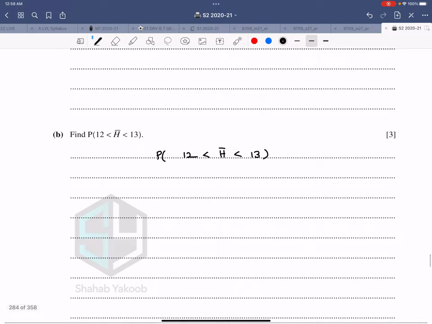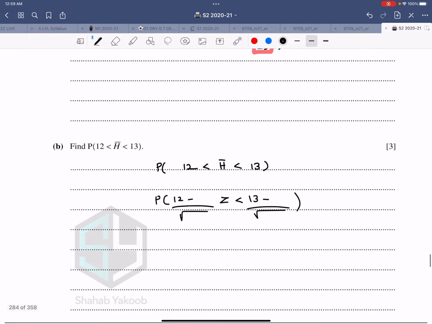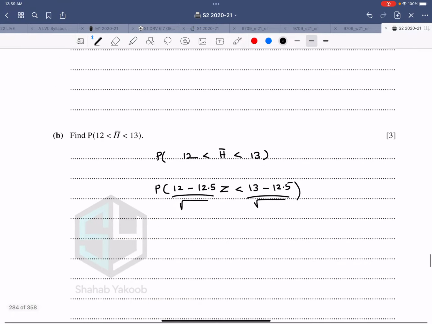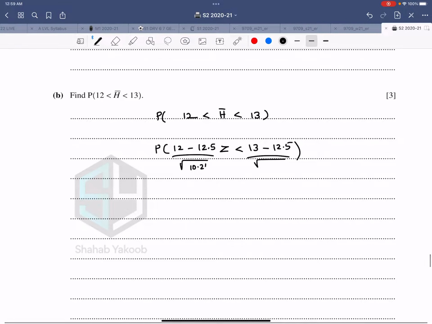Standardize it. Probability z lies between (13 minus the mean) over the square root of the variance, and (12 minus the mean) over the square root of the variance. The mean is 12.5 and the variance is 10.24 divided by 25. Now over here, knowledge of S1 is assumed. That is basically about normal distribution.